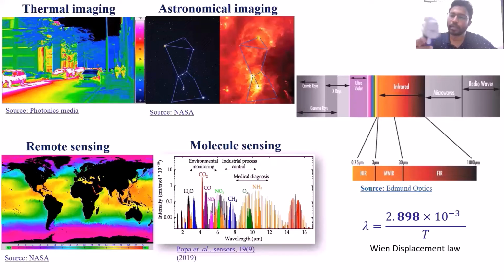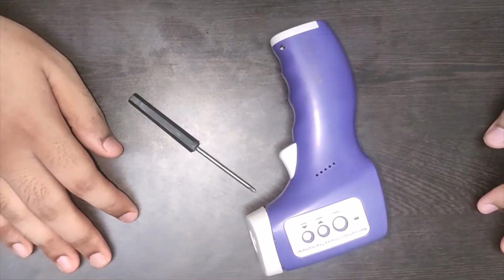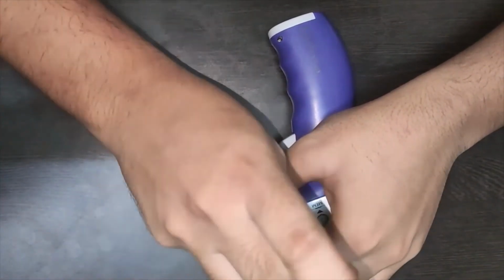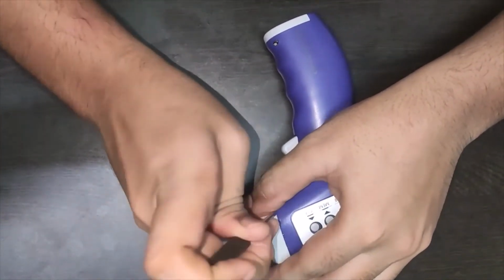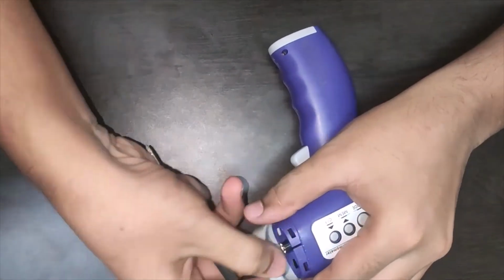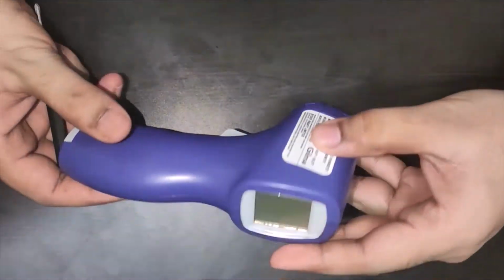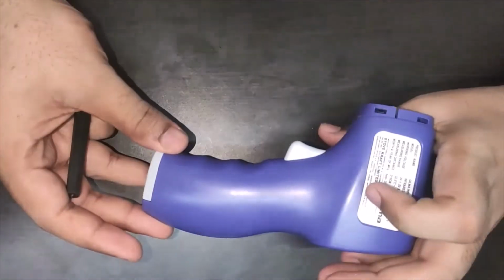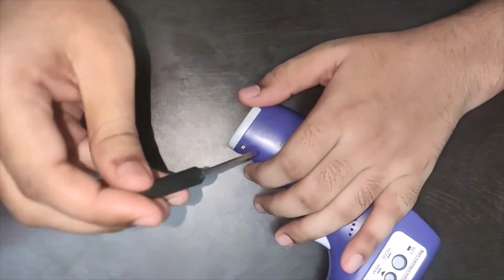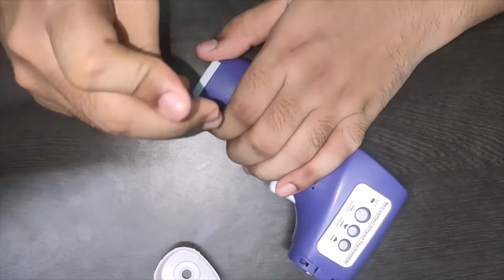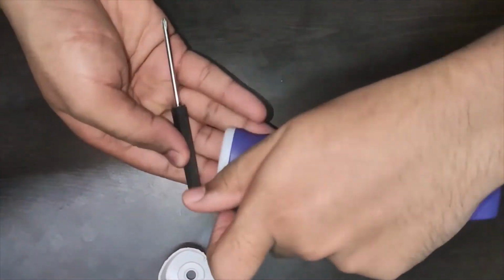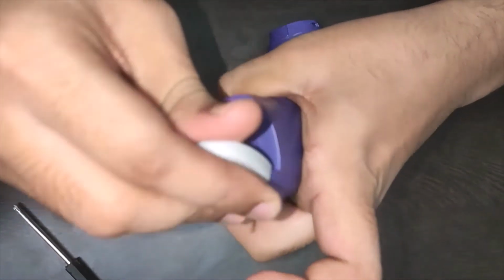Now let's break this IR gun and see what components it has. Let's open it. There's a screw. The other two batteries.